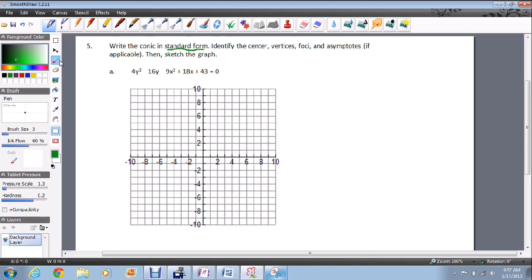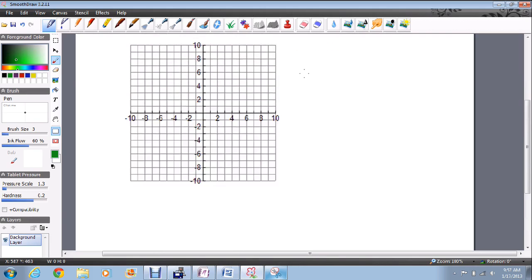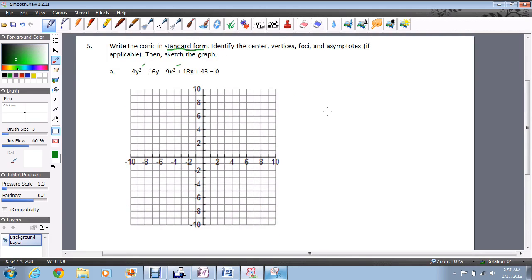So first thing I'm going to do is say, okay, well, this is definitely a hyperbola because it's got two things being squared. It's got the y being squared, it's also got the x being squared. I know it's going to be a hyperbola because parabolas only have one thing being squared. I'm going to start off by writing 4y squared minus 16y minus 9x squared, so I'm just copying down the equation so I have some room to do some work over here, plus 18x plus 43 is equal to 0.